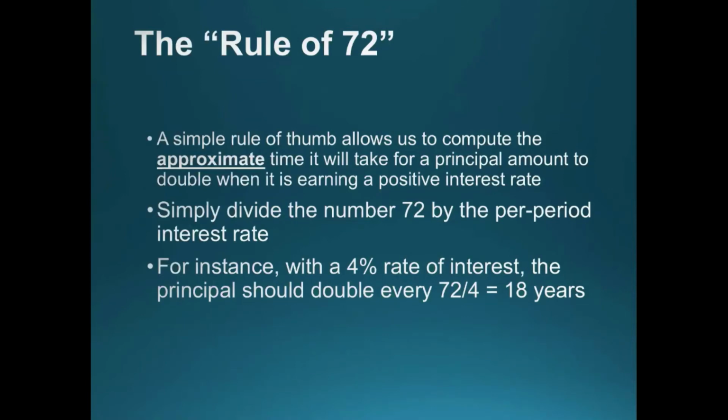Okay, so for example, if the interest rate is 4%, divide 72 by 4, it is equal to 18. It says that it's approximately true that whatever you invest today at that 4% interest rate will double in 18 years. Okay, so next we're going to look at the present discounted value.